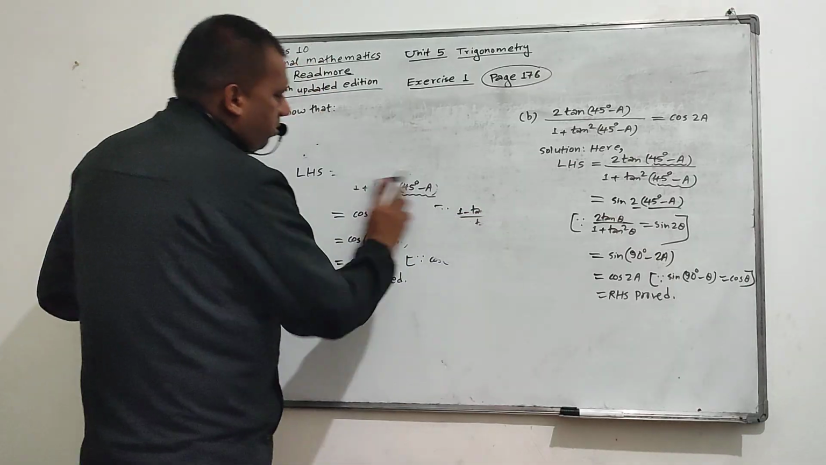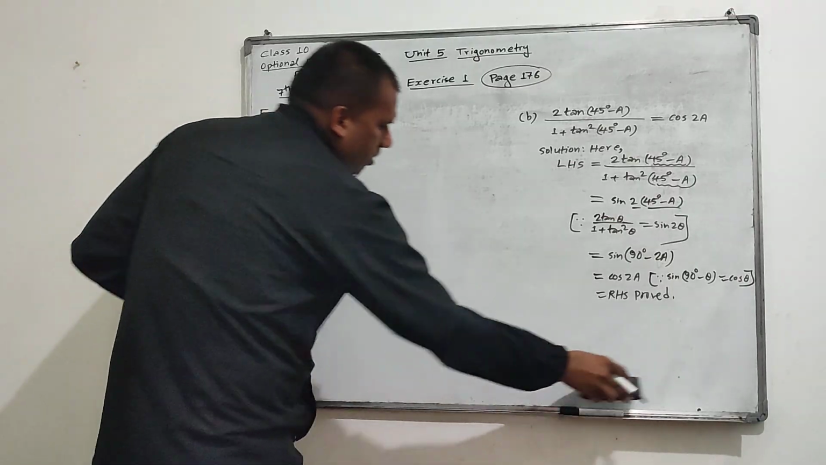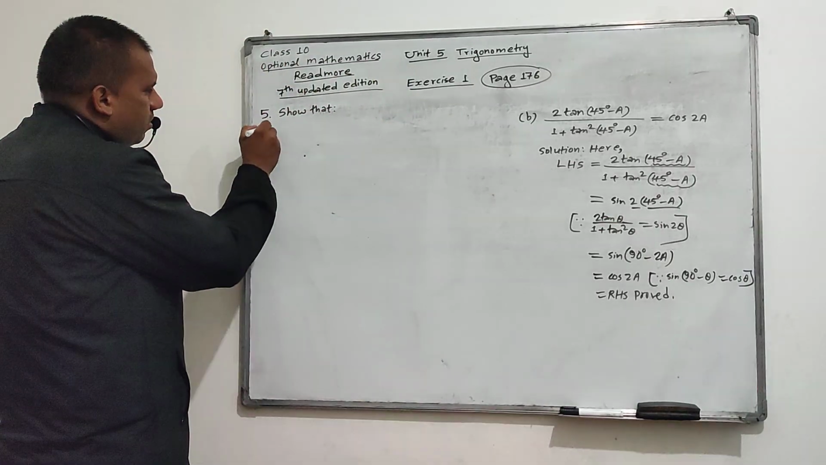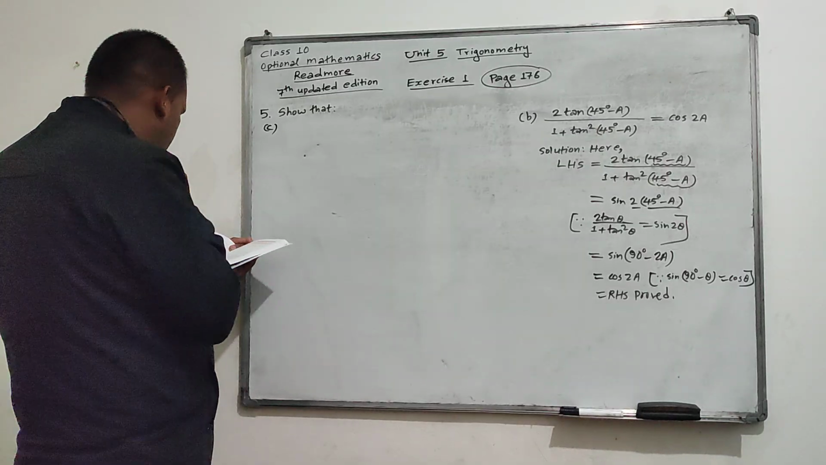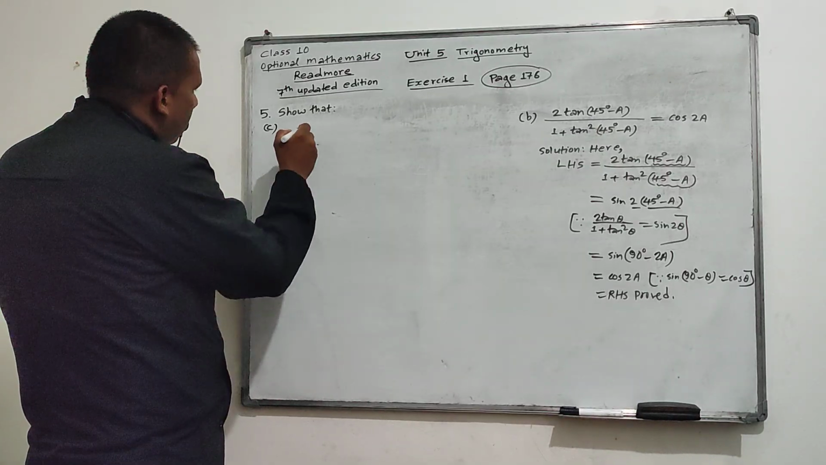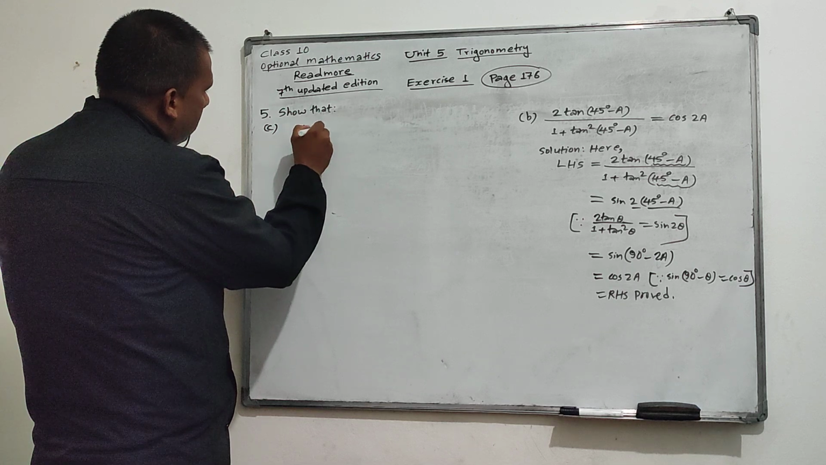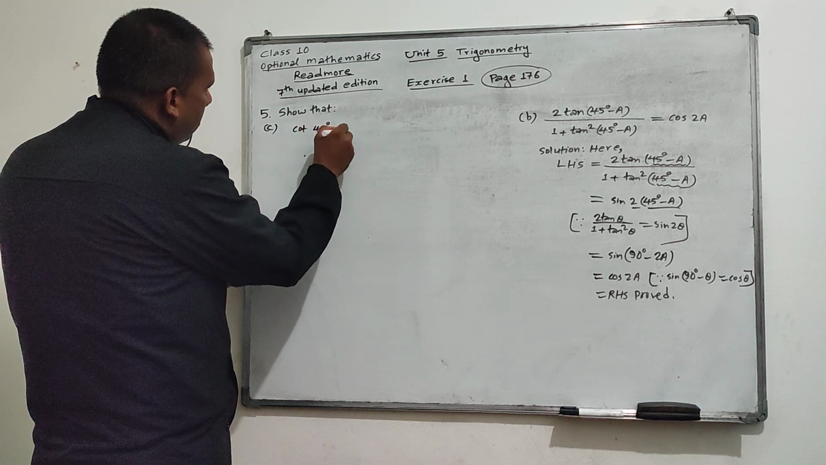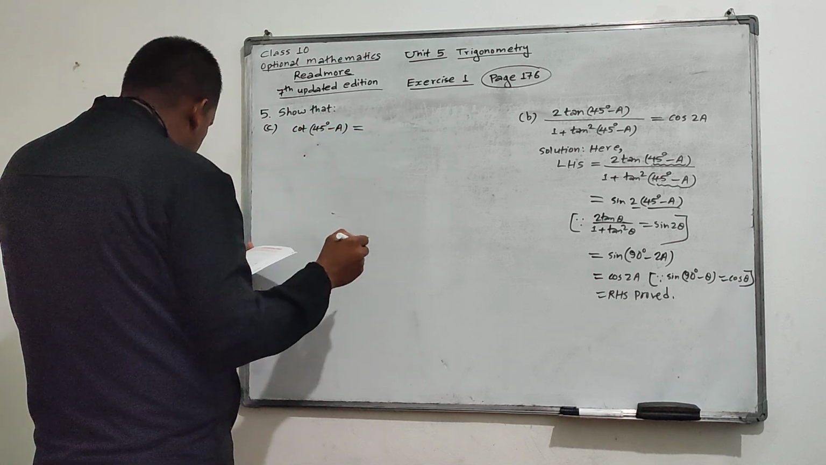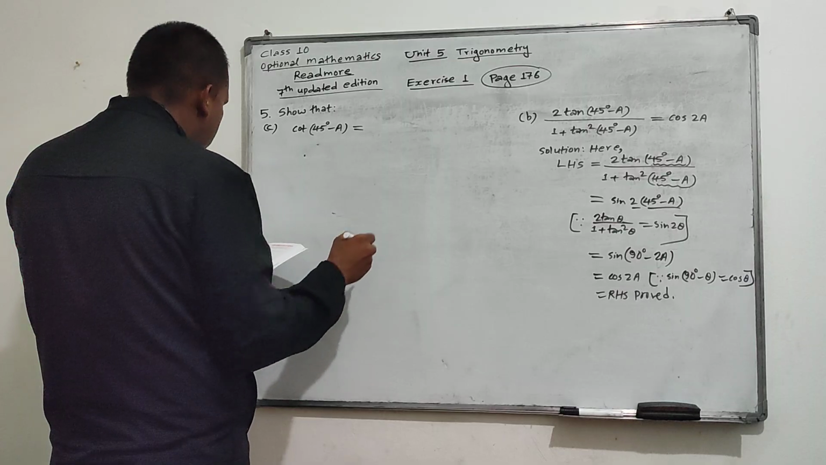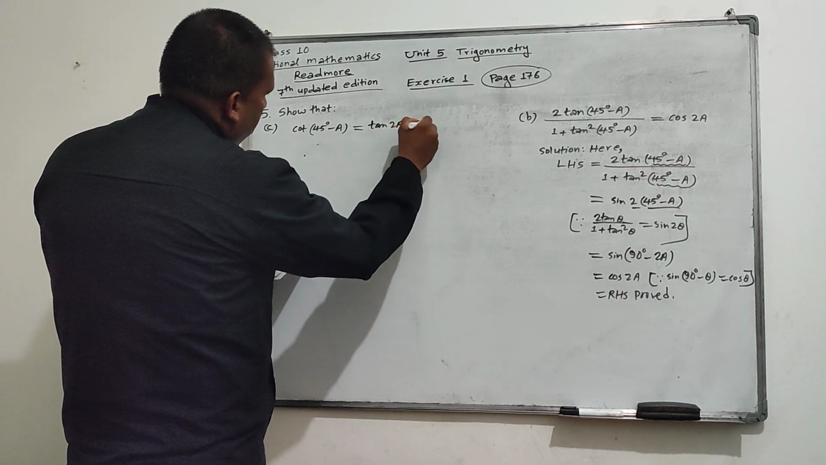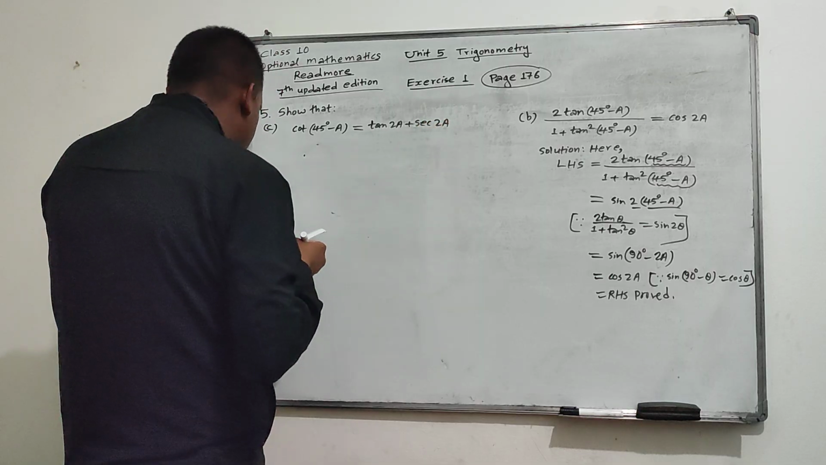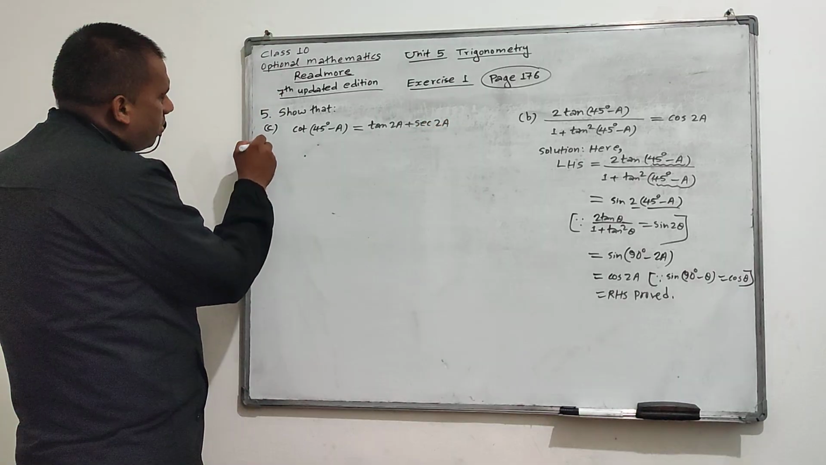Now next question, C. In C we have cot (45 degree minus A) equals tan 2A plus sec 2A. Let's see the solution.